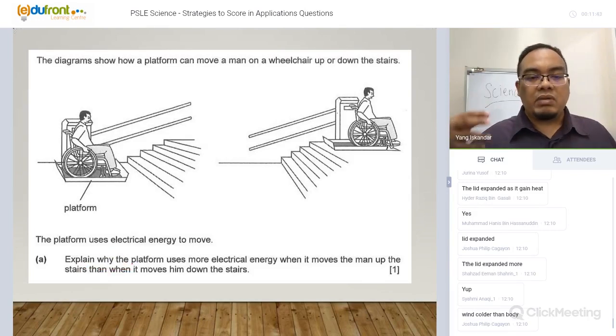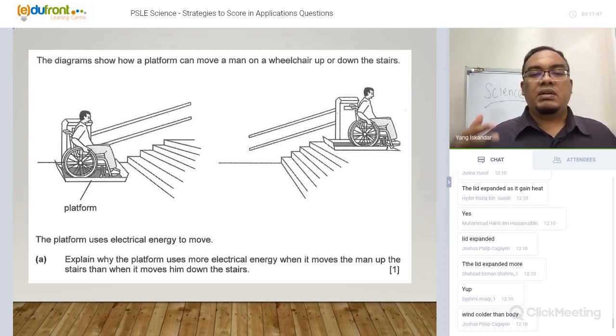You must be able to explain or write your answer, state your answer using scientific concepts, right? Remember, this is a science exam, you need to state scientific concepts. It is not an English comprehension question. So the examiner wants to see your understanding, how you explain this question using the scientific concepts that you have learned in your school. Okay?